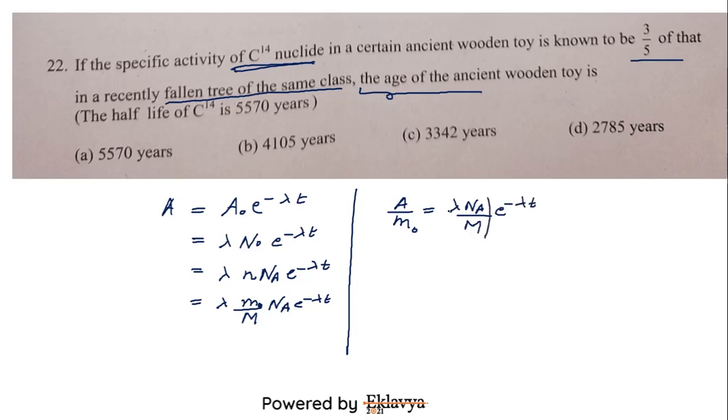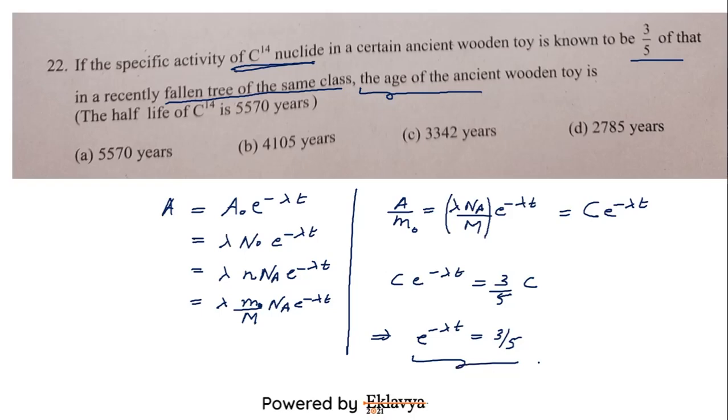Now notice that all of these things are constant values for a given species: molar mass, Avogadro's number, the decay constant. So I can write this as c e raised to power minus lambda t, where c represents this entire thing. So specific activity today will be c e raised to power minus lambda t, and this is 3 by 5 times that of a freshly cut sample. So this is 3 by 5 times c, because if I put t equal to 0, I get the specific activity as c. So from here we get e raised to power minus lambda t as 3 by 5, and once you have arrived at this equation, it's merely solving now.